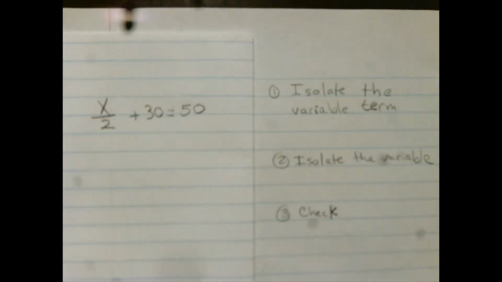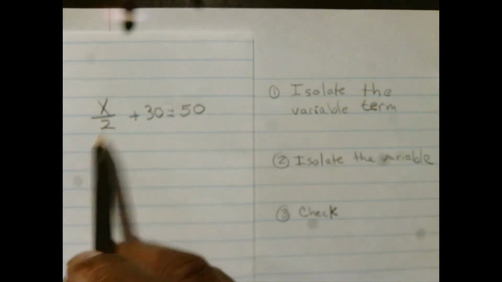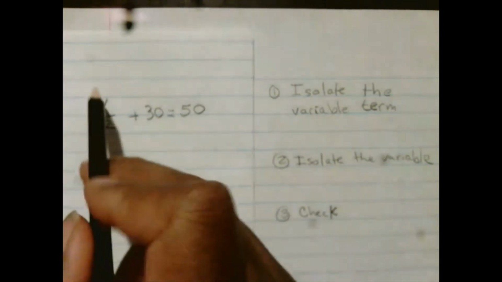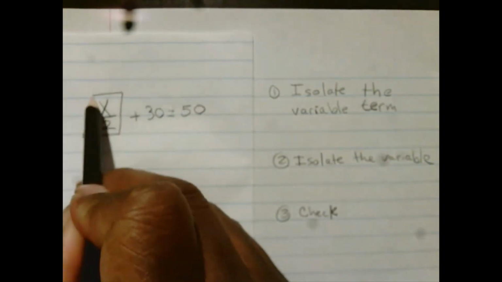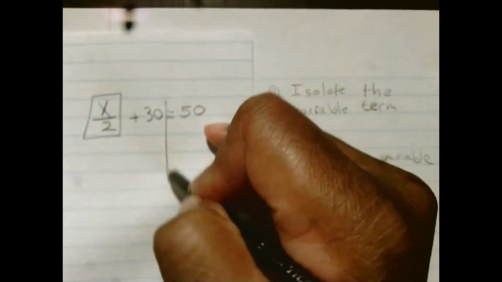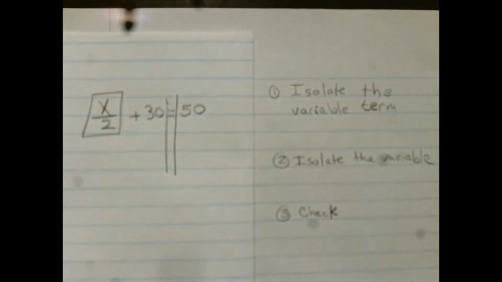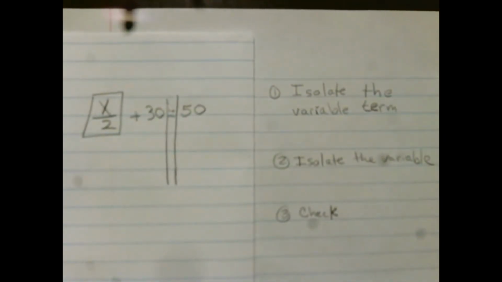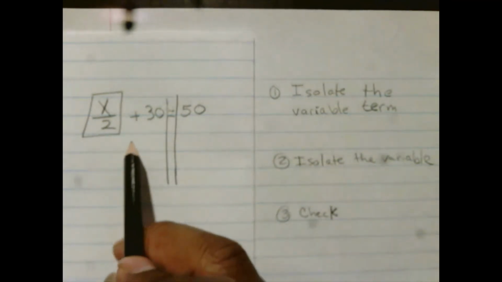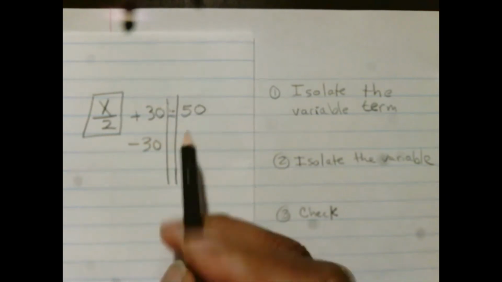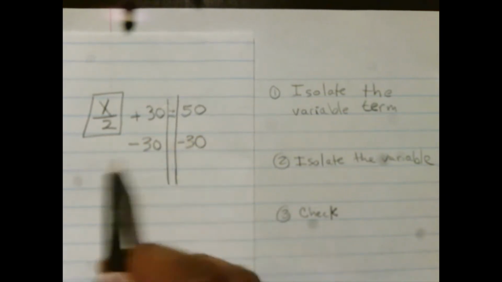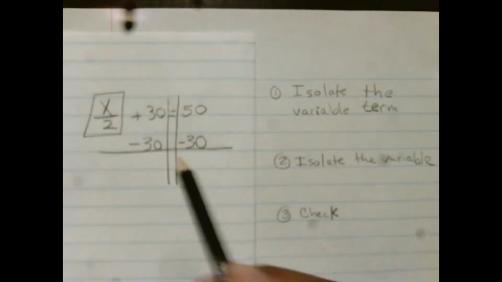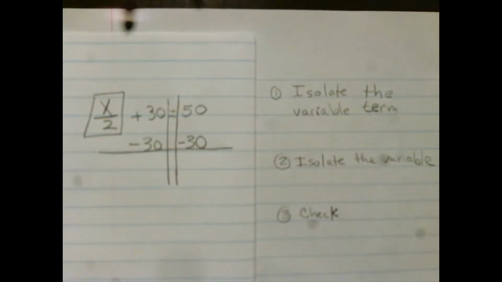Okay, again, two-step equation. We're going to isolate our variable term, in this case, x divided by 2. So let's go ahead and separate the left and the right of this equation. We have to do the opposite of adding 30, which is subtracting 30. It's an equation, so whatever we do to the left, we're going to do to the right. Whatever we do to one side, we have to do the exact same thing to the other.